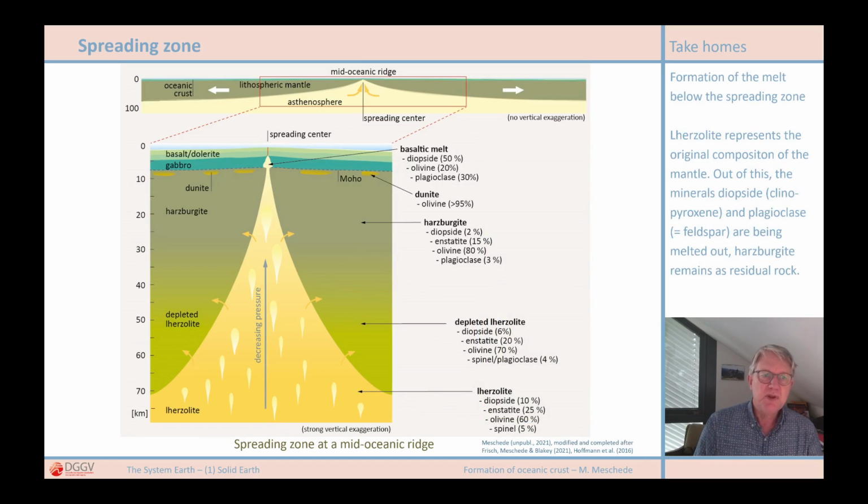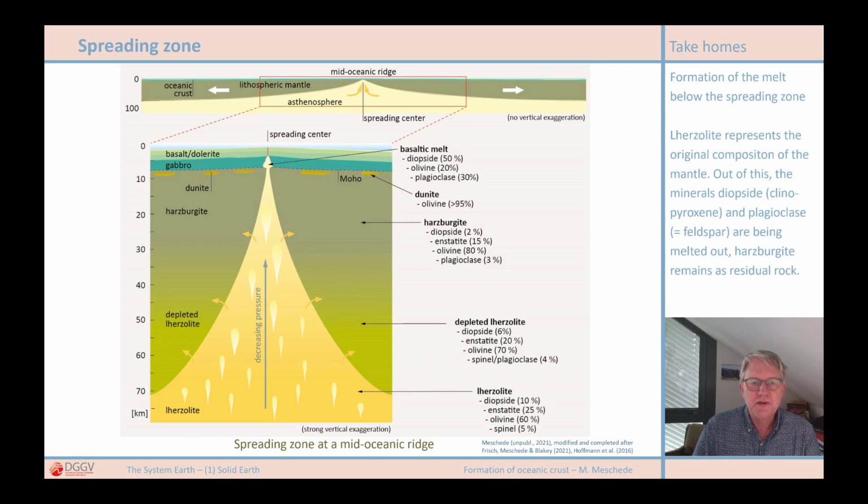Mantle rocks belong to the group of peridotites, which are the rocks that consist primarily of two minerals, olivine and pyroxene. Then there is a little bit of plagioclase, which is a mineral that belongs to the group of feldspars, which are actually more typical of the continental crust. However, we have to consider that plagioclase is only stable in the upper regions of the asthenosphere. Deeper down, it is replaced by spinel.